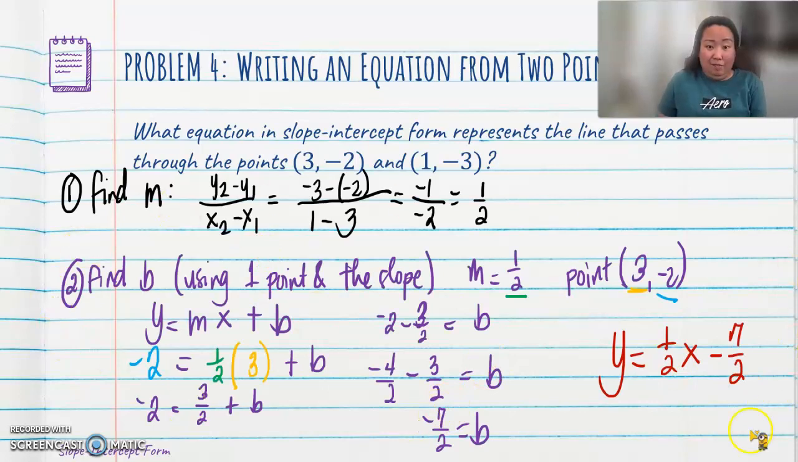All right, so this is the full computation, all right? So again, you have to first find your slope. That's y2 minus y1 over x2 minus x1.